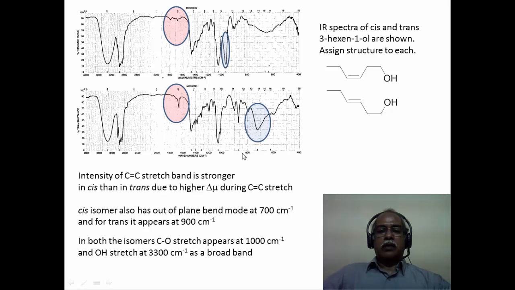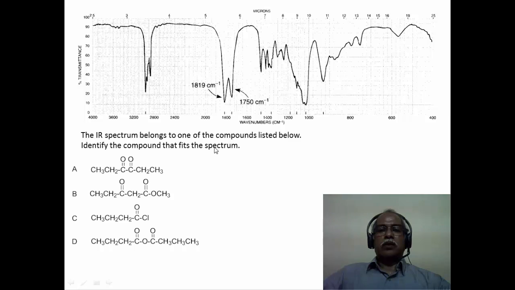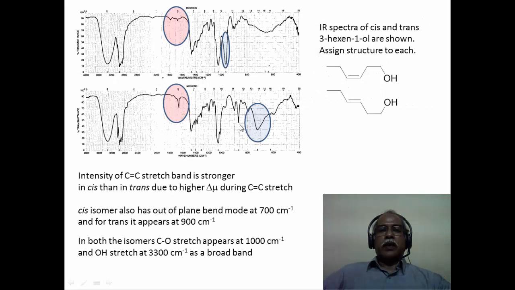And in addition to that, use the information: the out of plane bending for the cis is around 700 inverse centimeter and for the trans is around 900 inverse centimeter. So, combine these two factors, the top spectrum corresponds to the trans isomer and the bottom spectrum definitely corresponds to the cis isomer, because this has a higher intensity of the C double bond C.